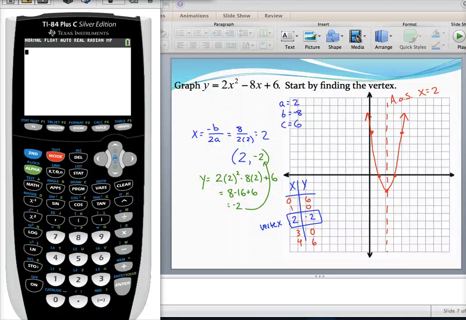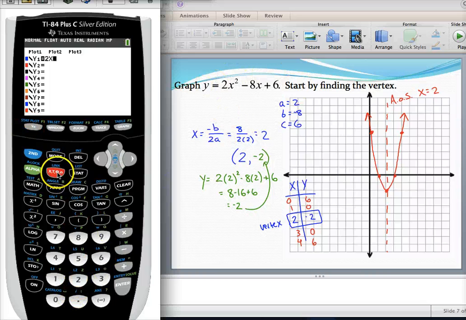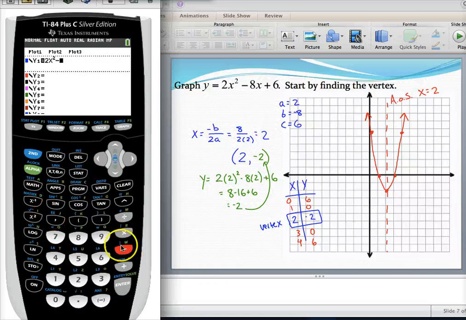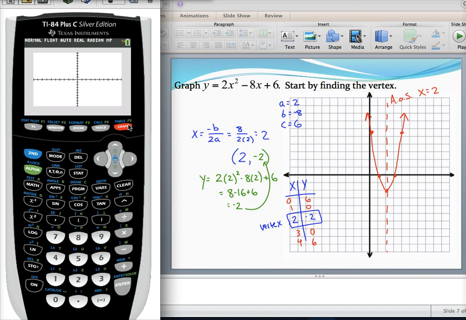So we've just graphed this parabola by hand in standard form. Let's go ahead and take a look at how the calculator can be used to do the same thing. So start by going into y equals and get your equation typed in there. So let's type in 2x squared minus 8x and then plus 6. And if I were to hit graph right away, I could see what it looks like. I see that it matches up to what we drew by hand.